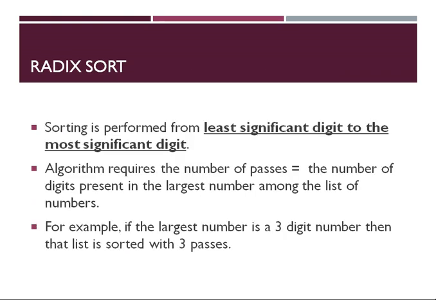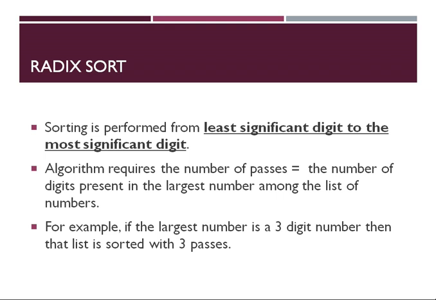Now the next sort is radix sort. Now this sorting mechanism is somewhat different from the other one. It is based on the least significant digit to the most significant digit. So here the sorting will take place in this fashion, from least significant digit to most significant digit. This algorithm requires the number of passes that is equal to the number of digits present in the largest number among the list of the numbers.